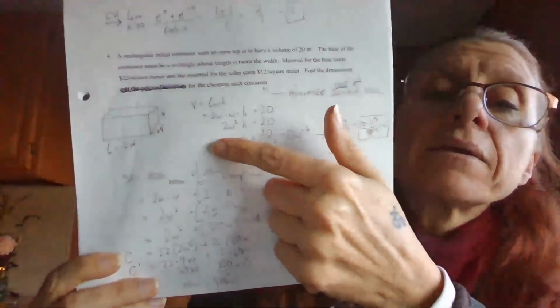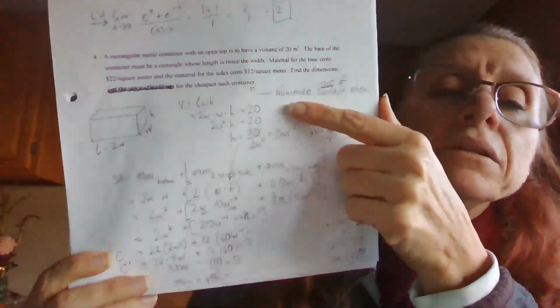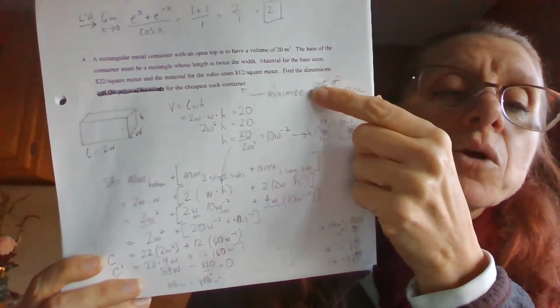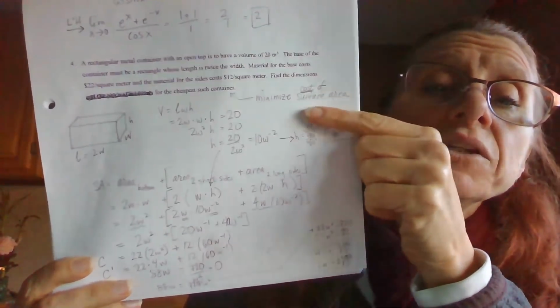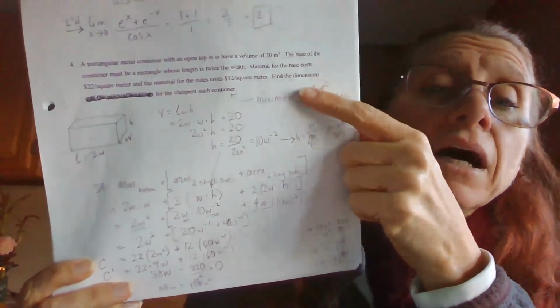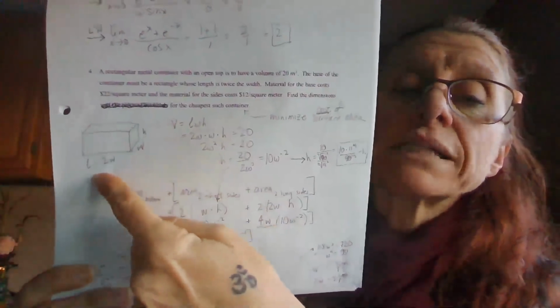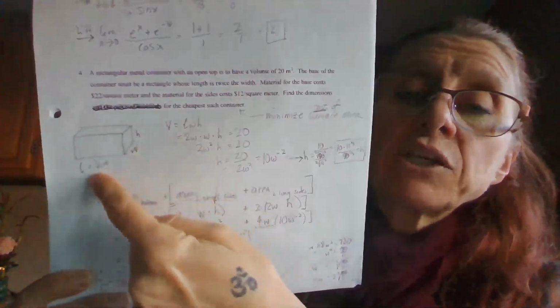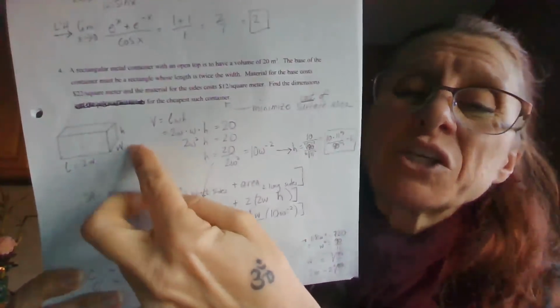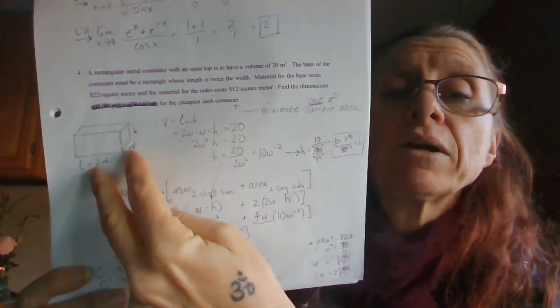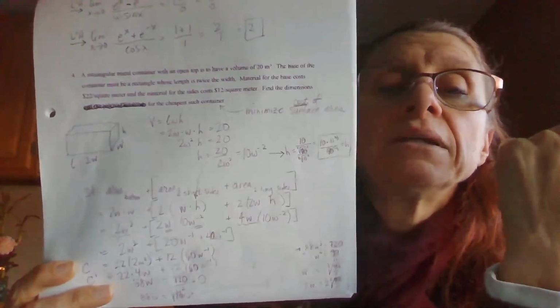Here, this is kind of a surface area problem, but it's also cost. If you want to minimize your cost, it means you want to minimize your surface area, because then your materials cost less. This has a rectangular base, but they give you the relationship between the two. So at least we're cut down to 2 variables.